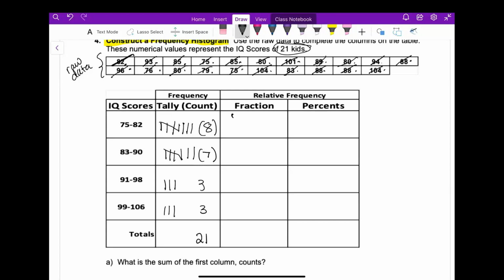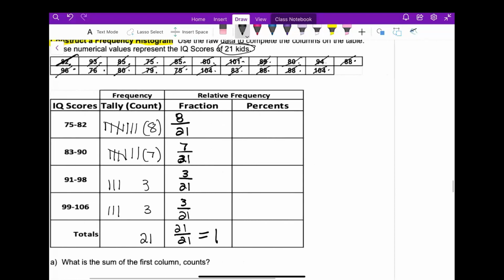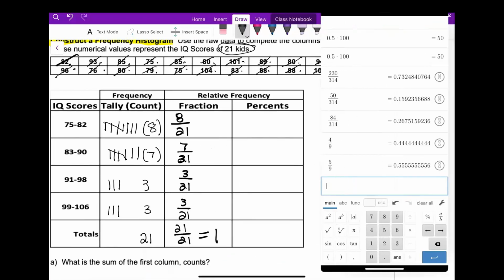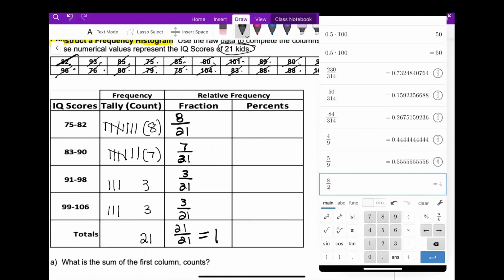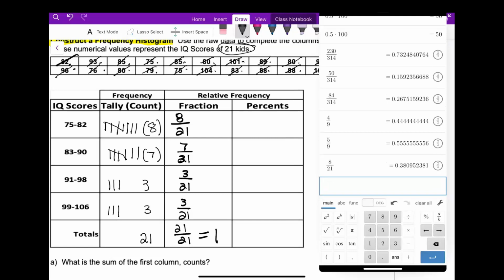Remember, our fraction is part over a whole. So we have 8 over 21. And even this one, we already know this will be a 1. Our percentages, we have practiced this. Let's practice it again. So we have 8 divided by 21. And we have an answer of 38.